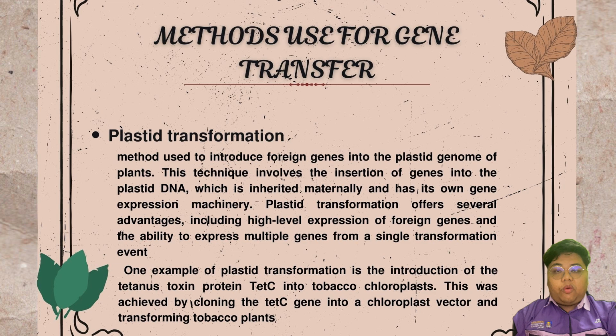Third is plastid transformation. This method is used to introduce foreign genes into the plastid genome of plants. This technique involves the insertion of genes into the plastid DNA, which is inherited maternally and has its own gene expression machinery. Plastid transformation offers several advantages, including high-level expression of foreign genes and the ability to express multiple genes from a single transformation event. One example of plastid transformation is the introduction of the tetanus toxin protein TTC into tobacco chloroplasts. This was achieved by cloning the TTC gene into a chloroplast vector and transforming tobacco plants.